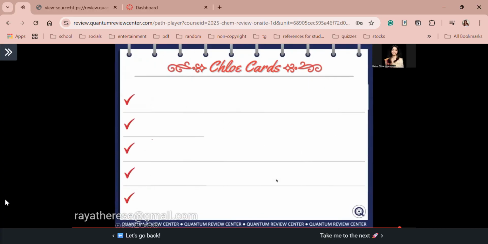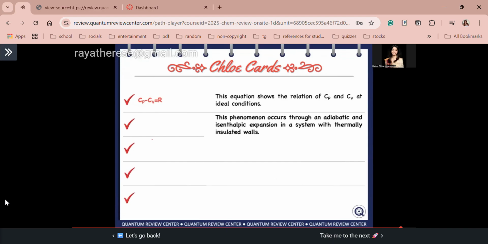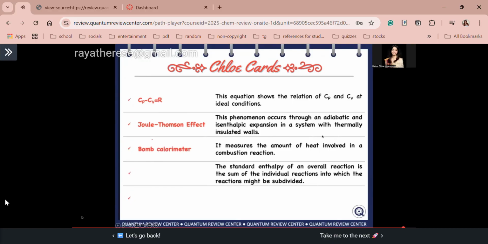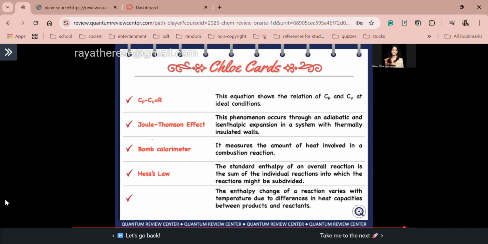Oh, last cards, last pabaon for today. This equation shows the relation of Cp and Cv at ideal conditions. Ano yung equation na yan, guys? Cp minus Cv is equal to R. This phenomenon occurs through an adiabatic and isenthalpic expansion in a system with thermally insulated walls. O ano kaya to, guys? Adiabatic and isenthalpic expansion. Oh, look at your manual. Tama, that is the Joule-Thomson effect. Next, it measures the amount of heat involved in a combustion reaction. That's bomb calorimeter. The standard enthalpy of an overall reaction is the sum of the individual reactions into which the reaction might be subdivided. O ano kaya yan, guys? Hess's law. Lastly, the enthalpy change of a reaction varies with temperature due to differences in heat capacities between products and reactants. The answer is Kirchhoff's law.